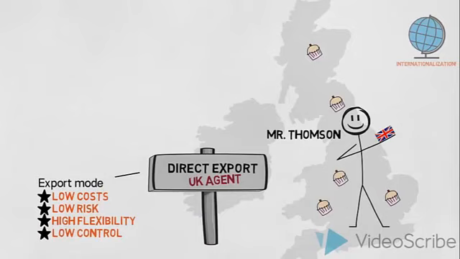French Cakes will have little control of how Mr. Thompson markets and sells their cakes and desserts. Will he choose appropriate sales channels? Might he favour possible competitors due to a more advantageous commission rate? And will he miss opportunities that French Cakes would have been able to take advantage of if they had had their own sales staff in the UK?